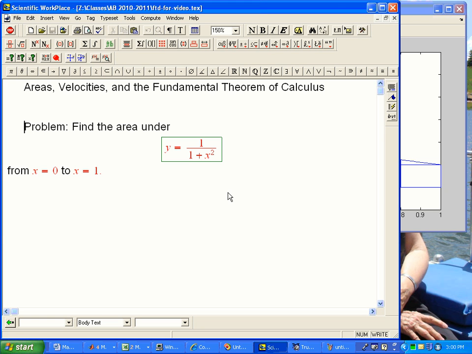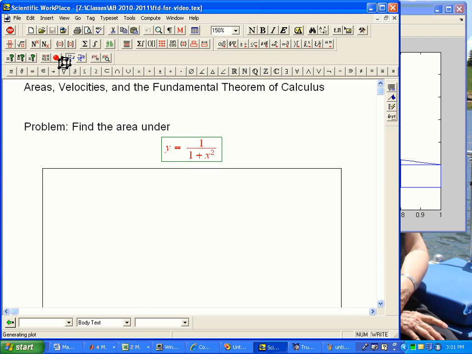I want to recap and make a little more precise maybe what we were saying in class about areas, velocities, and the fundamental theorem of calculus, and make sure we understand some notation along the way perhaps. The problem I'm going to look at is to find the area under y equals 1 over 1 plus x squared from x equals 0 to x equals 1. Let's get a sketch graph of that.